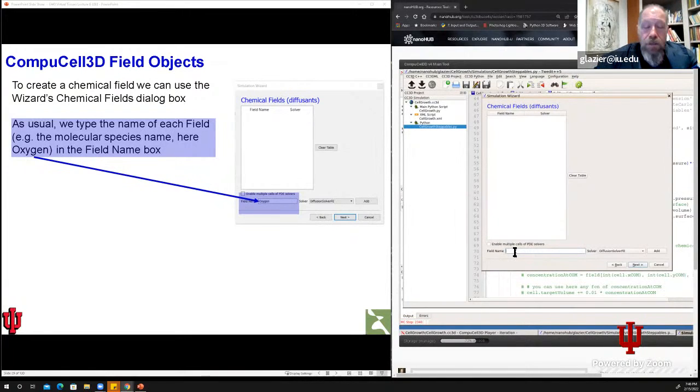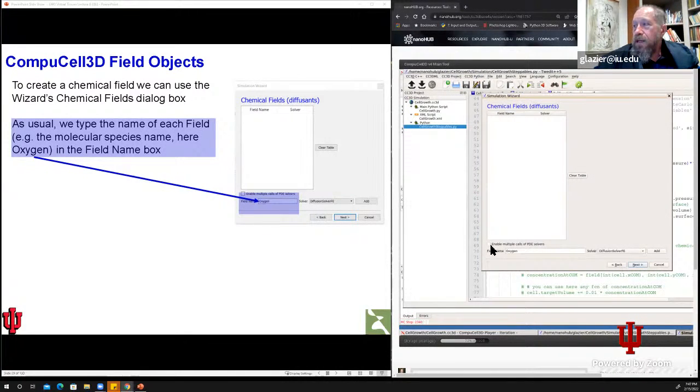Now I'm going to type in the field name. I'll call it oxygen, just for the sake of having something, and I hit add. Notice I have an option: diffusion solver FE, flex, fast, kernel, and steady state. There is a reaction diffusion solver, but I have to type that one in by hand. It's not offered there. Don't know why. Typically, we'll just use diffusion solver FE.